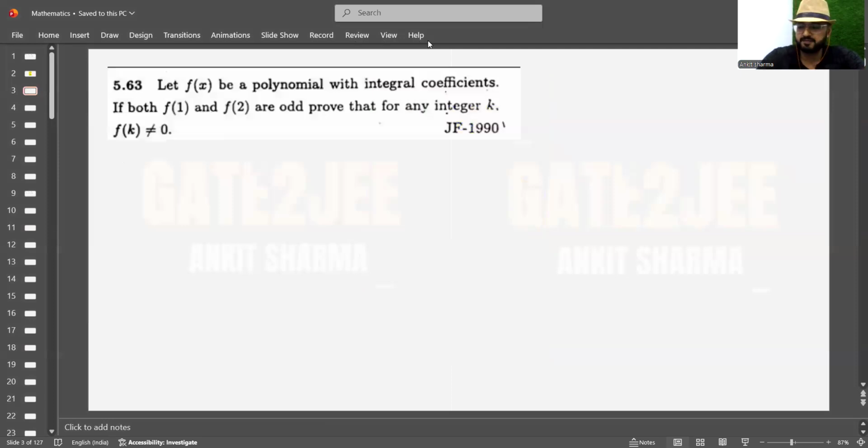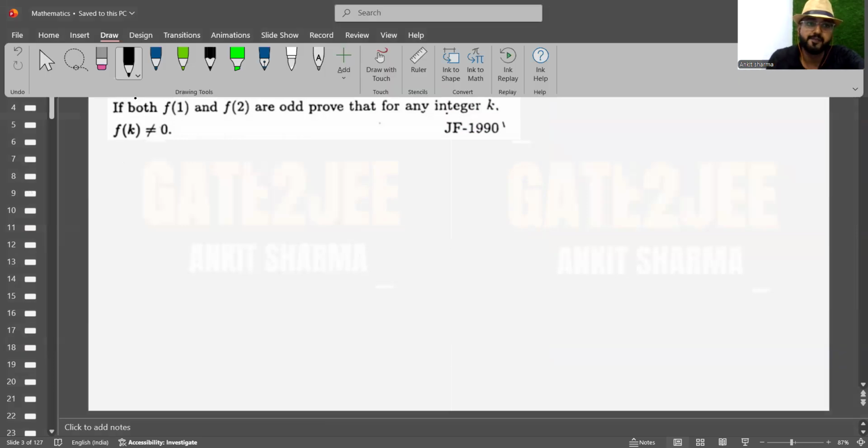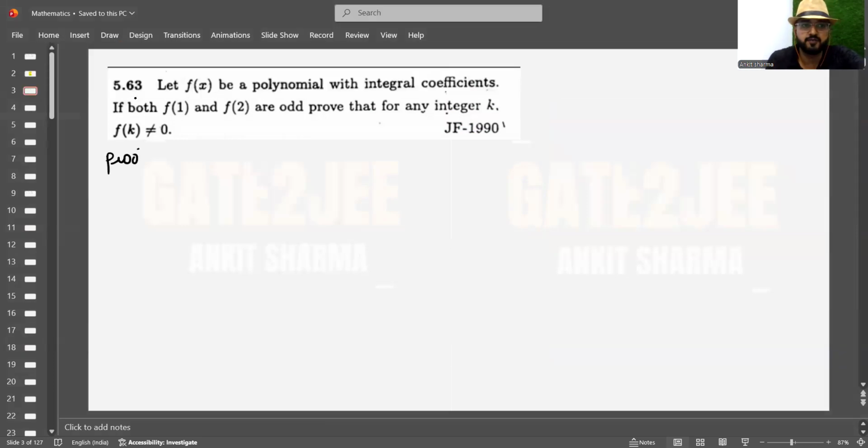So if you look at this, we have f of x is a polynomial with integral coefficients. If both f of 1 and f of 2 are odd, then we have to prove that for any integer k, f of k is not equal to 0. So let's prove this.